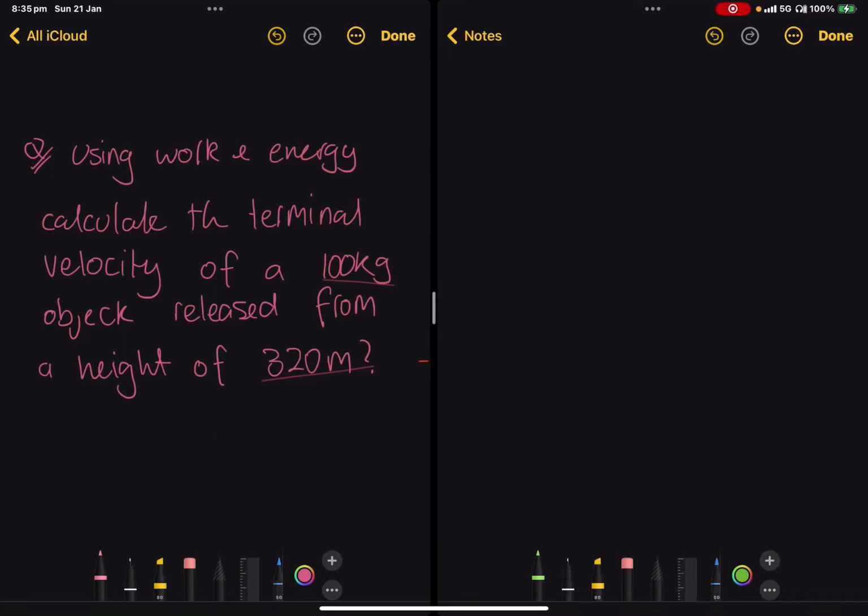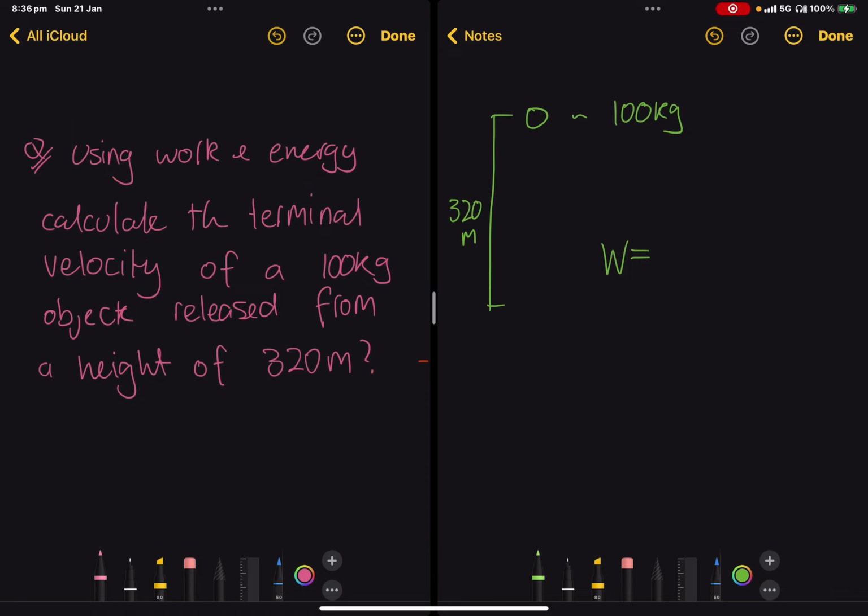So we're going to have a look at another dynamics question. Here we're asked to use work and energy to calculate the terminal velocity of a 100 kilogram object released from a height of 320 meters. So we know the distance the thing travels is 320 meters. It is a mass of 100 kilograms.